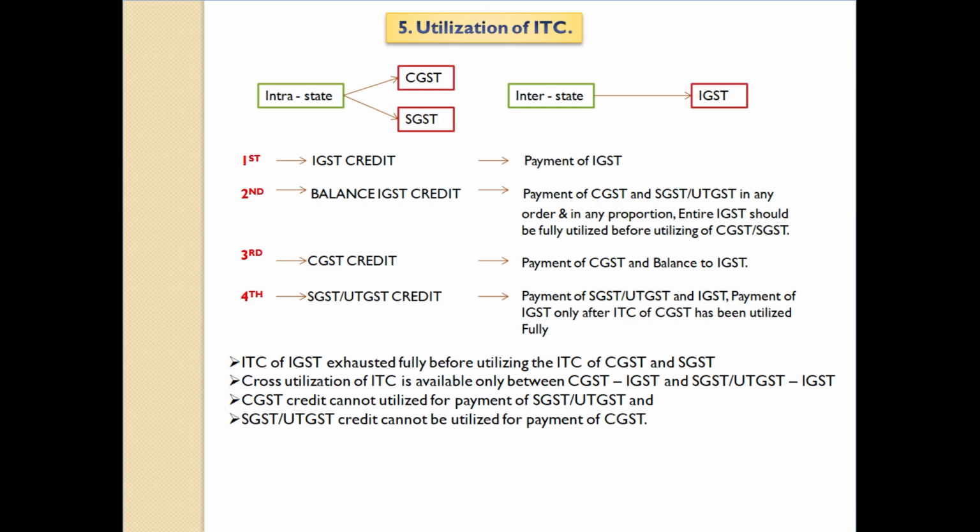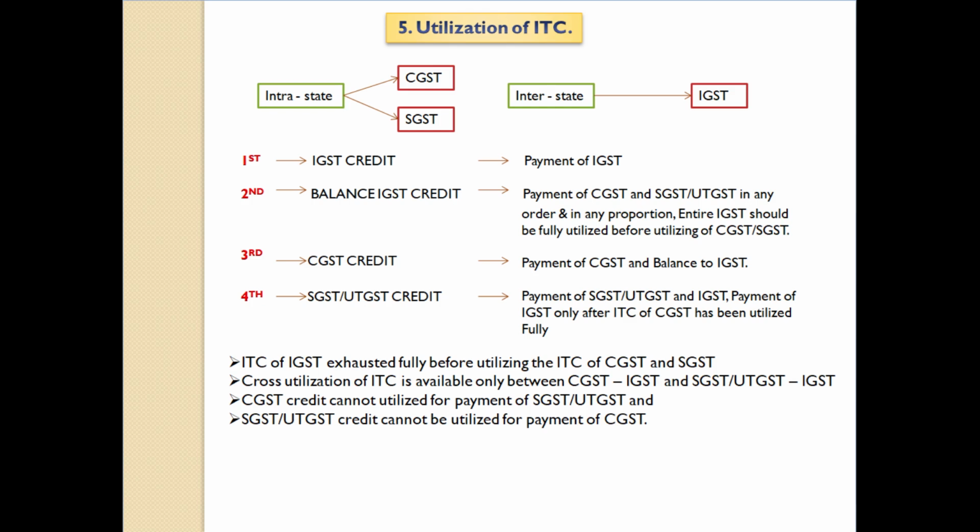It is a 4-step process. The first step is that the amount available in IGST credit in the credit ledger should be utilized first towards payment of IGST. The second step is that the remaining amount, if any, in the IGST credit can be utilized towards the payment of CGST and SGST or UTGST in any order and in any proportion. That is, ITC of IGST can be utilized either fully towards CGST or SGST.